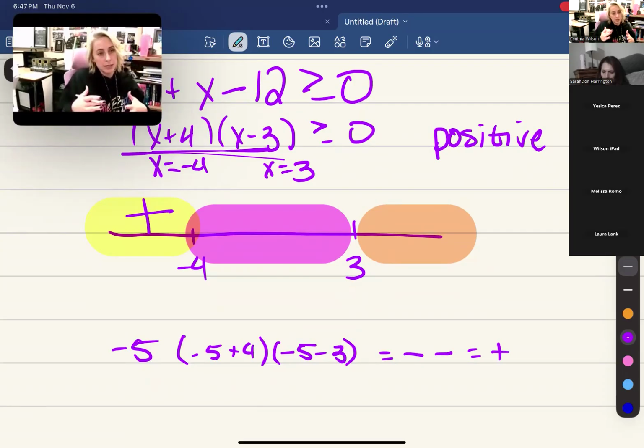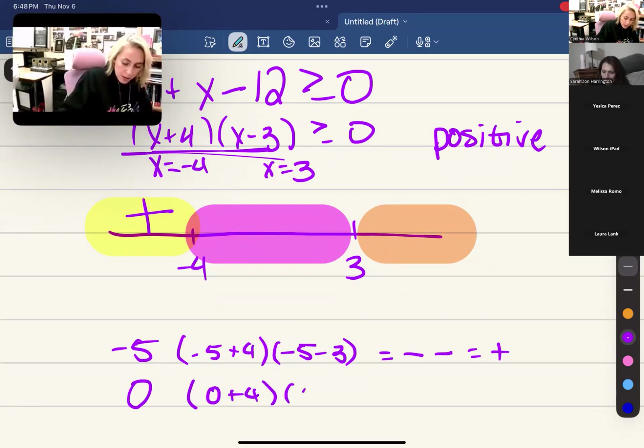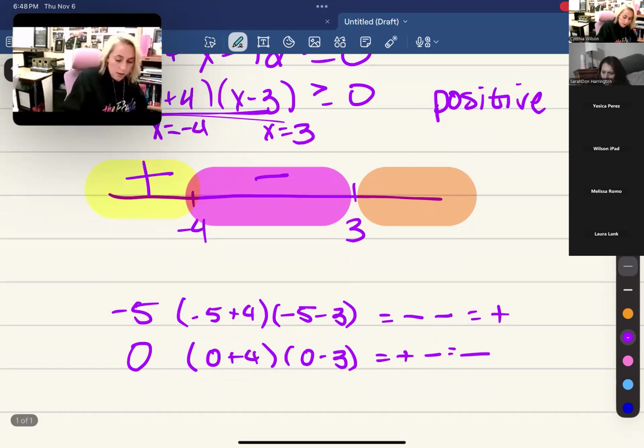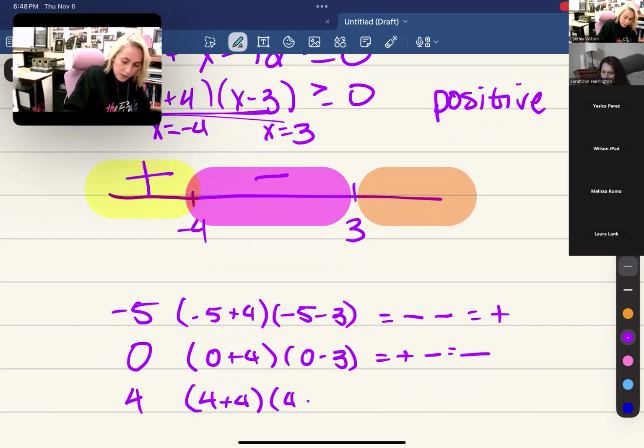Then you want to test in between -4 and 3, so 0 is always a good option. 0 plus 4, 0 minus 3, so that is a positive number times a negative number. That's a negative number. And then greater than 3, so 4. So 4 plus 4 times 4 minus 3 is a positive number times a positive number, so that is another positive number.